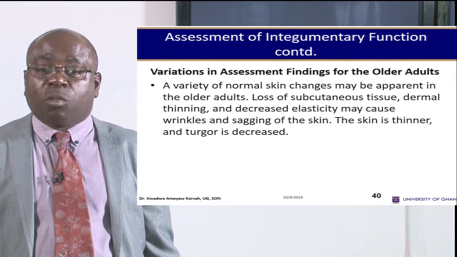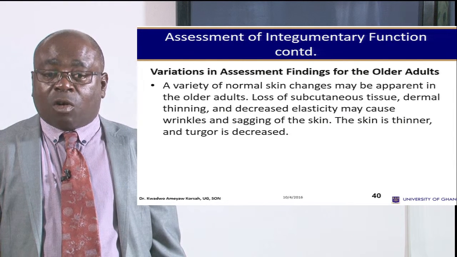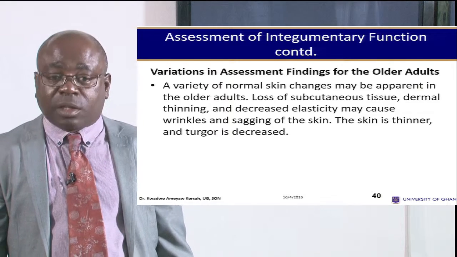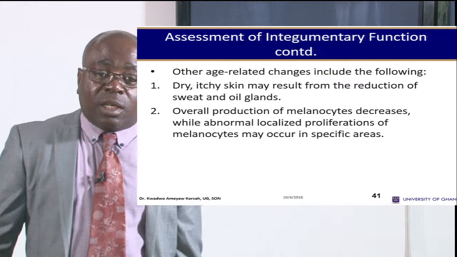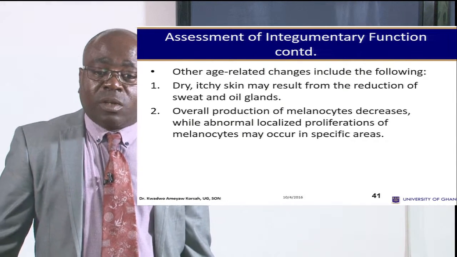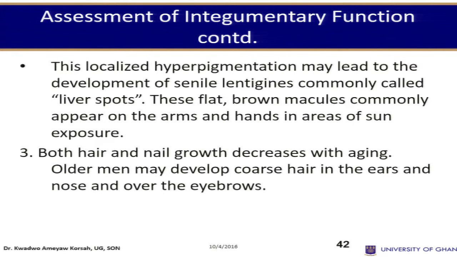This adult skin may be different from an adolescent's skin, which may be supple because of the association with important hormones in adolescent age. As we grow, the hormones go down, and so skin turgor and everything is decreased. These are normal for the aged, and also dry skin, and itchy skin in some cases. Overall production of melanocytes decreases, while abnormal localized proliferations of melanocytes may also occur in specific areas in the elderly. These are all things you have to take into consideration when you are assessing elderly people.